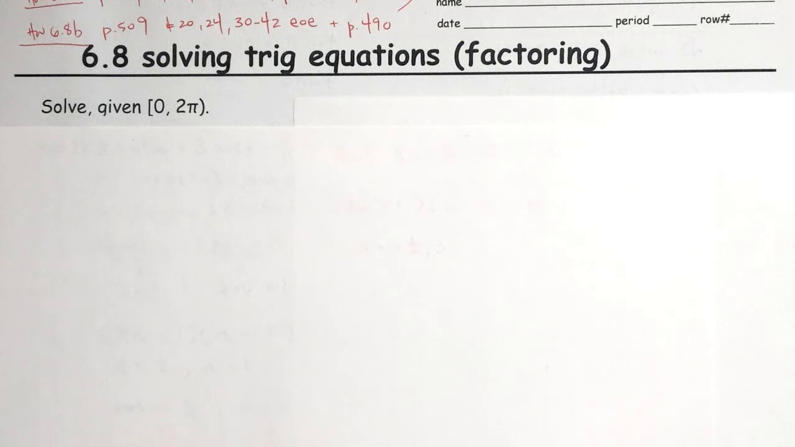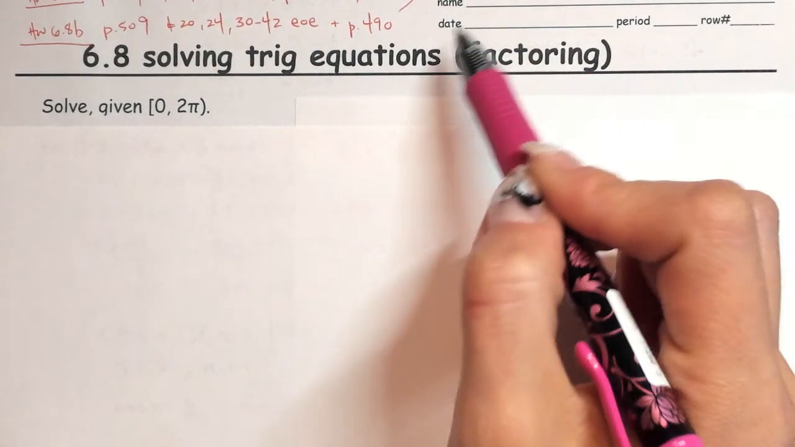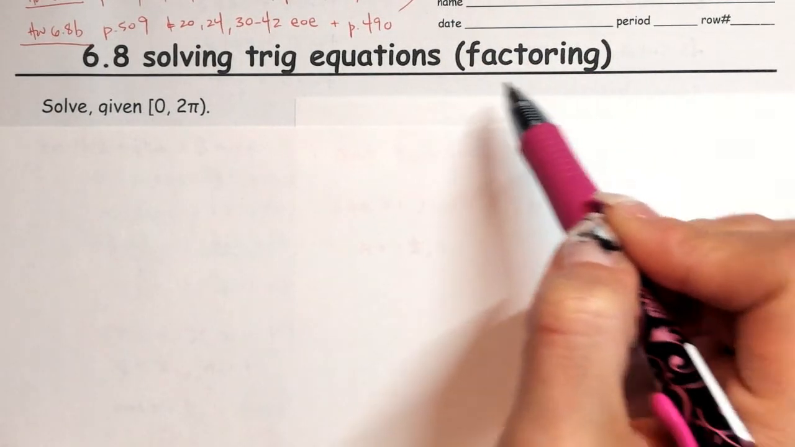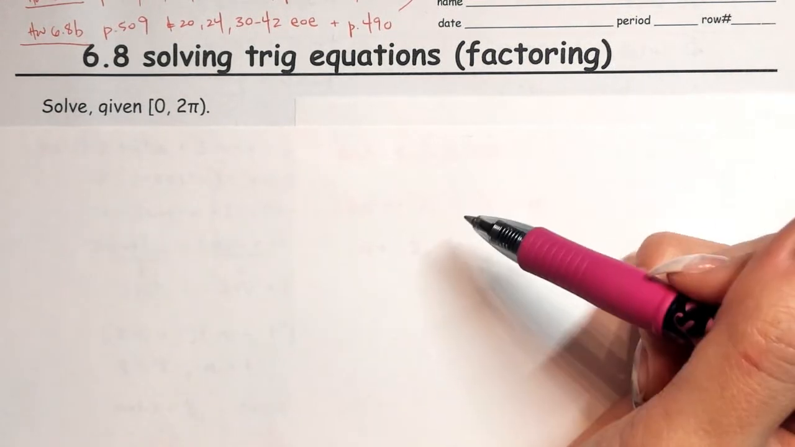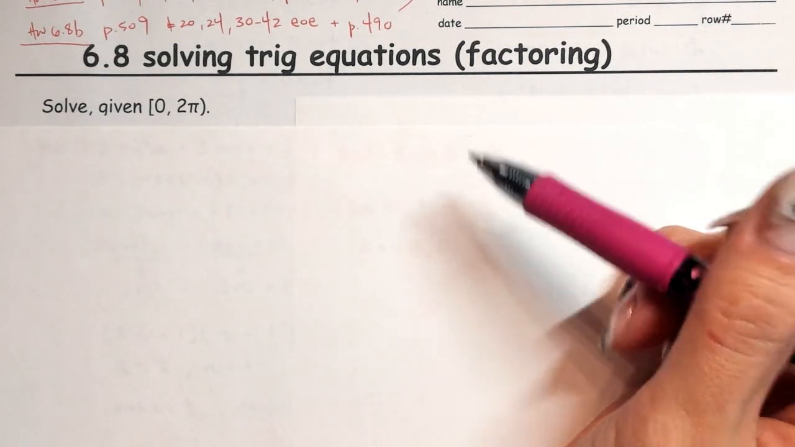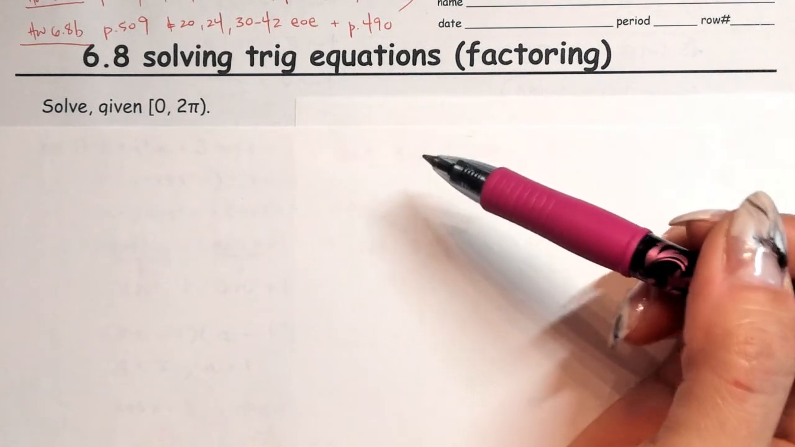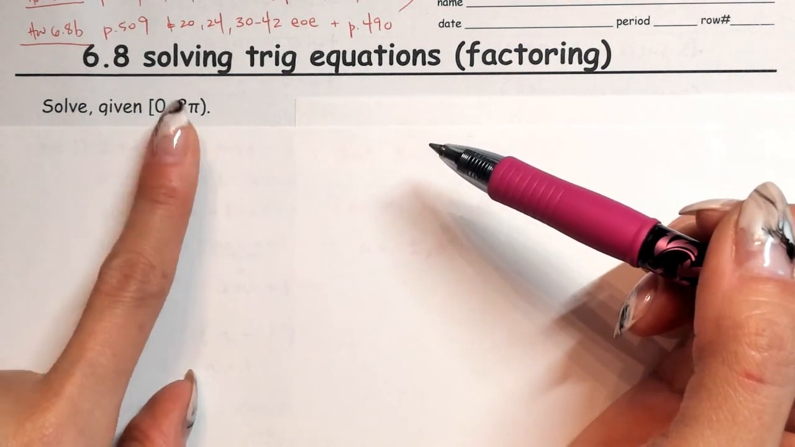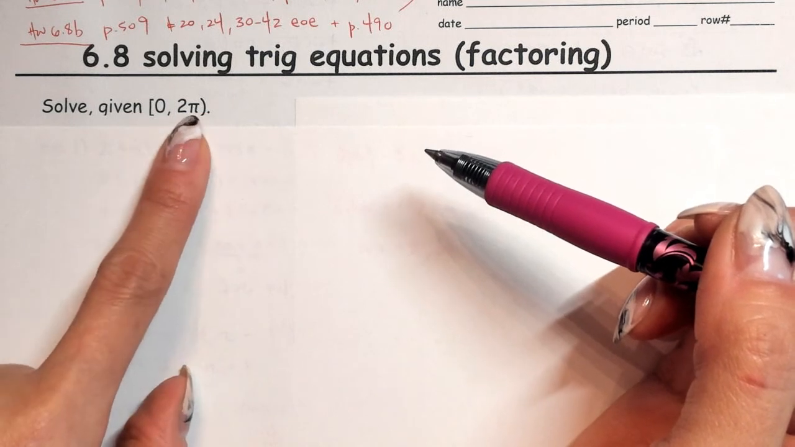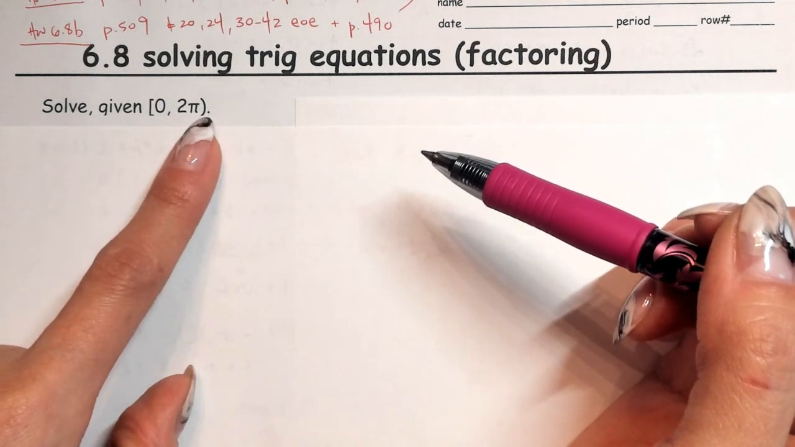All right, so 6.8, solving trig equations, except now we're gonna factor. So using factoring. This is on your regular paper, okay? You're gonna copy these down, and it's just 6 examples. It says solve given that the answers are between 0 and 2 pi. So 0, yes, 2 pi, no, because that's not inclusive of 2 pi.